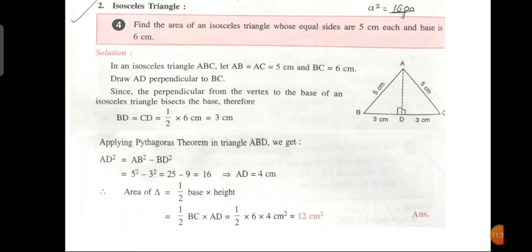So you have the altitude, and you know the base length is 6 centimeter. To find the area of a triangle, you use half into base into altitude, that is half into 6 into 4. You get 12 centimeter square. This is how you have to find the area of an isosceles triangle.